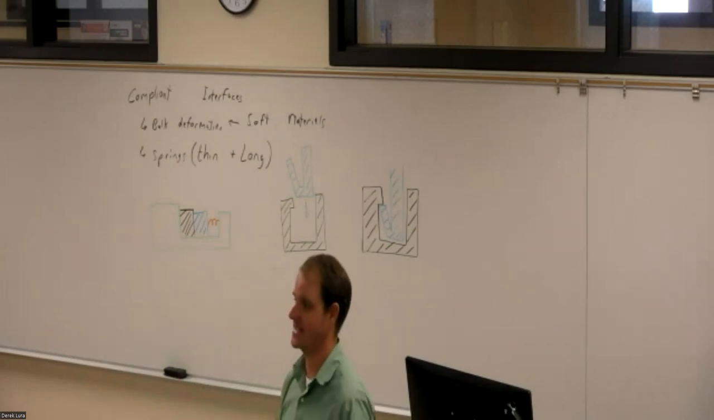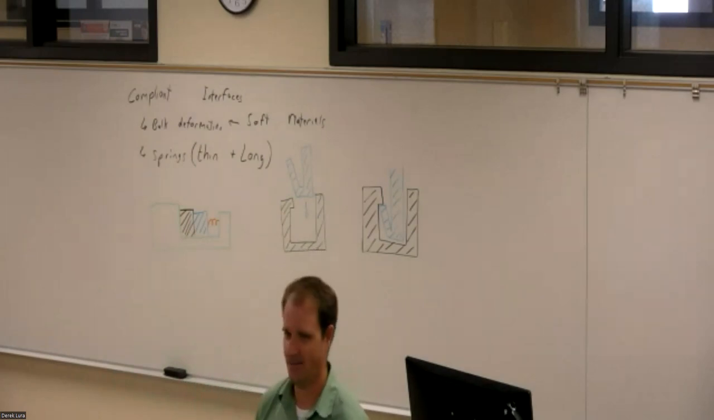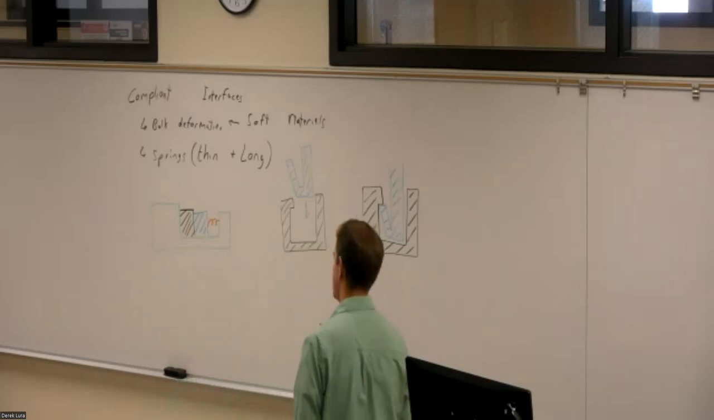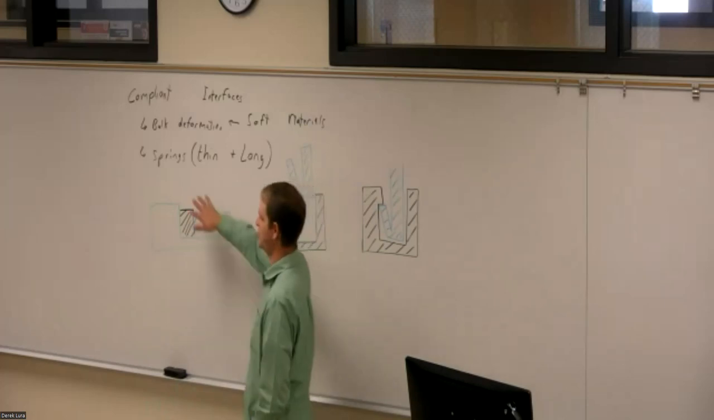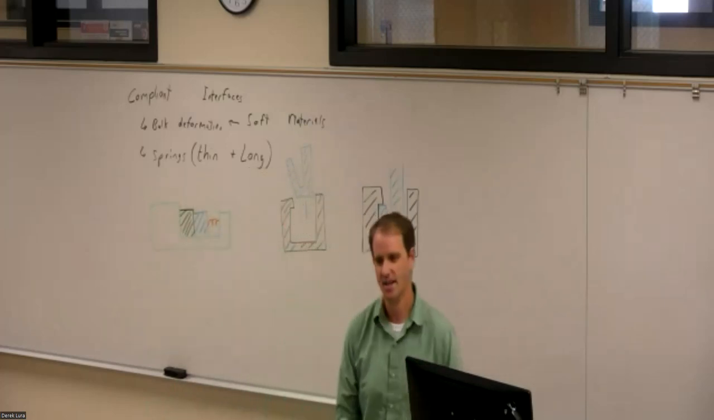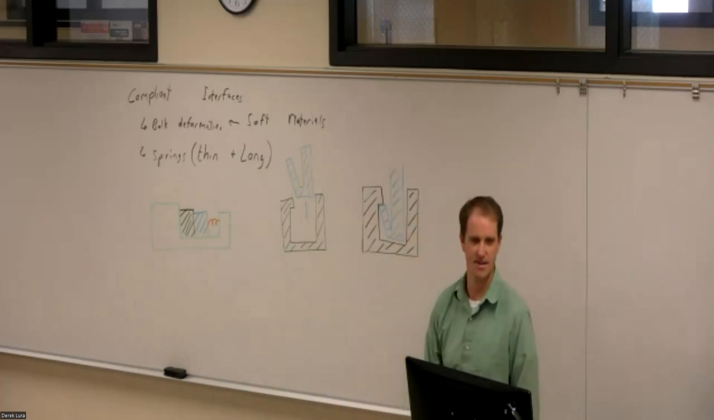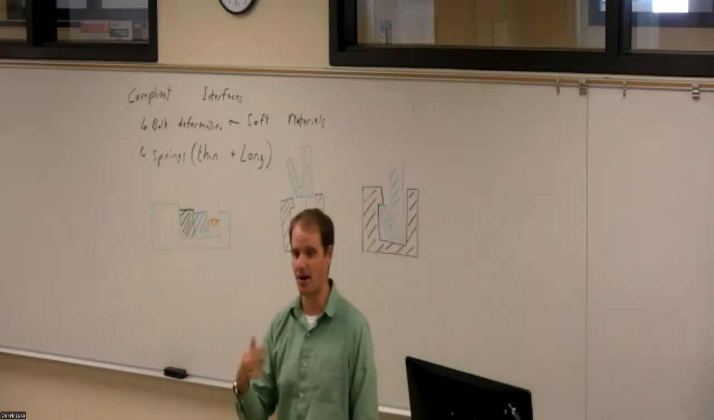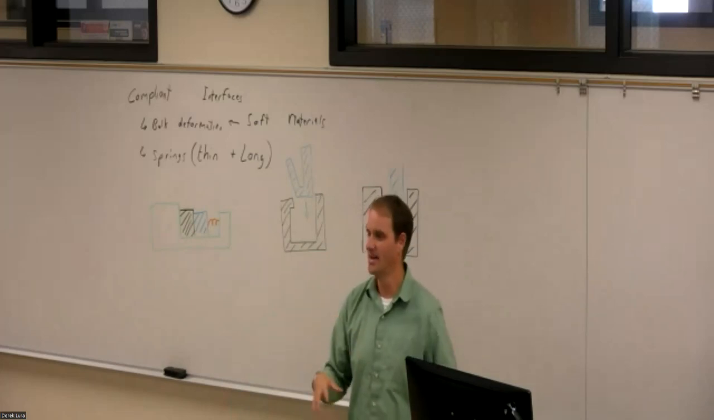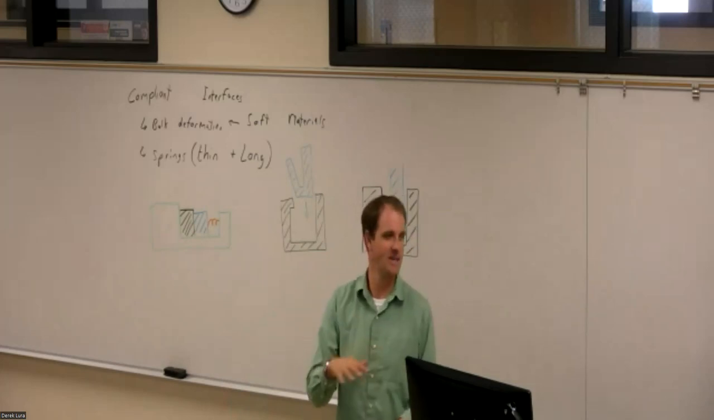So I can force things to fit together if they're soft, just by pressing them together. If they're very stiff, then I may have to use springs, which is anything where I use a long, thin geometry to allow for compliance, right? So a spring is just usually a helical bar. The reason I use the helical bar is I can make a very long bar in a small space by making it into a helix.